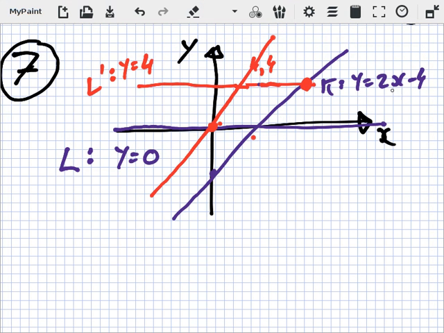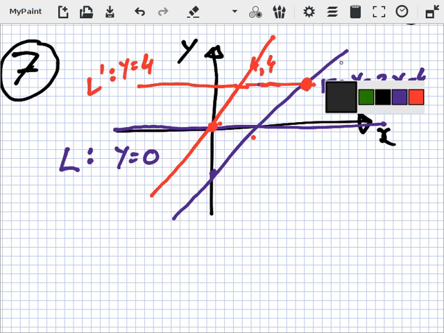Because if I put x is 4 into this, what do I get for y? Y is equal to what? 2 times 4, 8 minus 4. Yeah, 4. So 4, 4 is actually on the line k. Right.